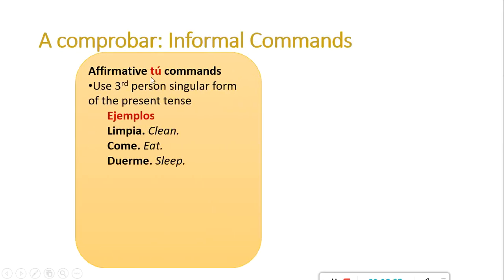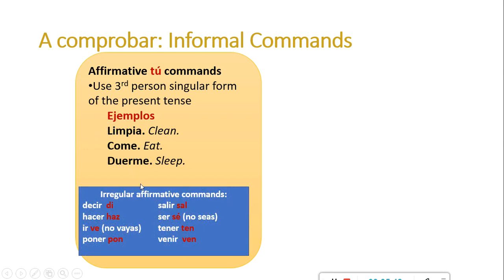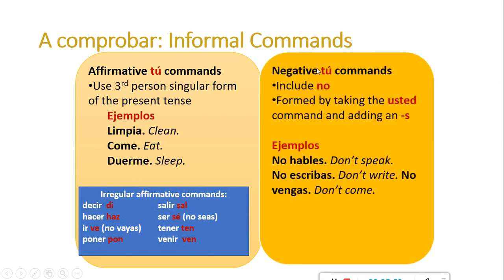Okay, mandatos informales afirmativos, la tercera persona singular del tiempo presente. So this is the usted form of limpiar, usted form of comer, usted form of duerme. In this context, there are affirmative tú commands. Now, there are some irregular tú commands. These will have to be memorized. And let me go through how to form a negative tú command.